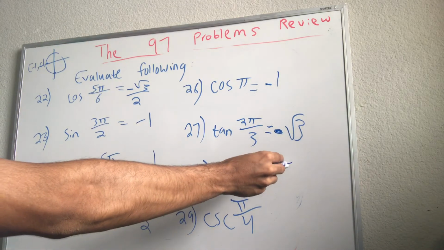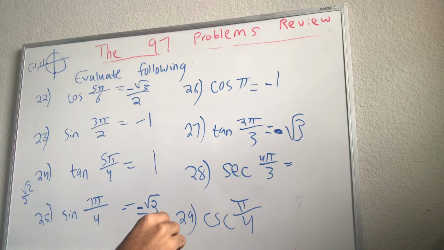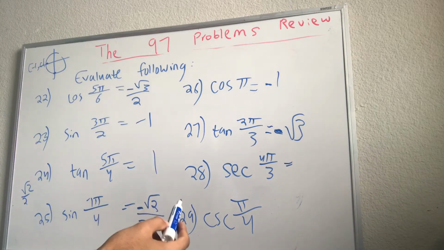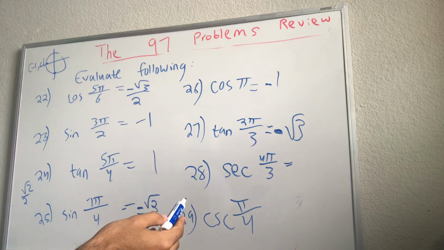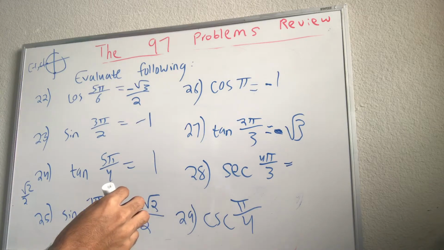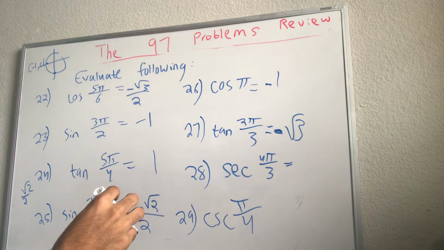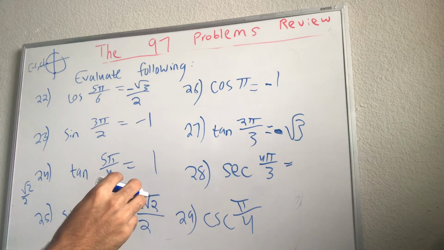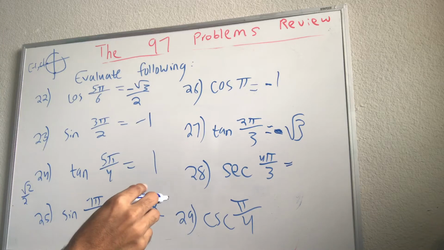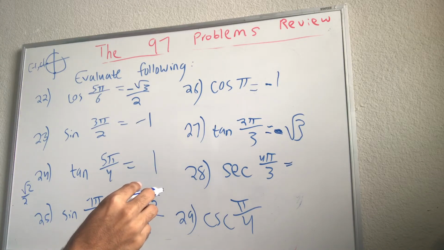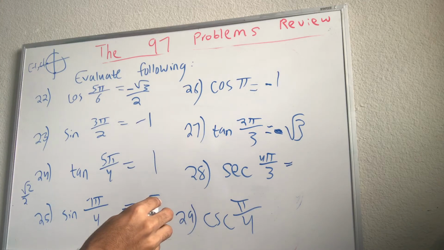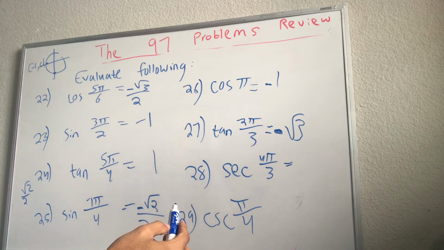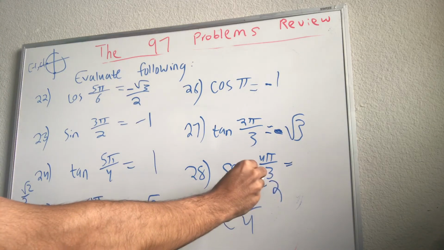And then question number 28 states secant of 4 pi over 3. If you haven't memorized these, you really don't have to. Think about the reciprocal trigonometric function, which is cosine. So cosine of 4 pi over 3: the reference angle here is pi over 3, and cosine of pi over 3 is 1/2. We are looking at 4 pi over 3, which is in quadrant 3, where cosine is negative. So cosine of 4 pi over 3 must be -1/2. Secant must be its reciprocal, so your answer here is the reciprocal of -1/2, which is -2.